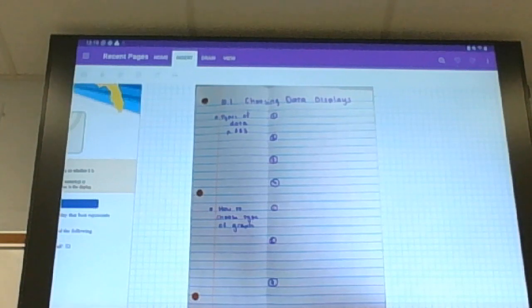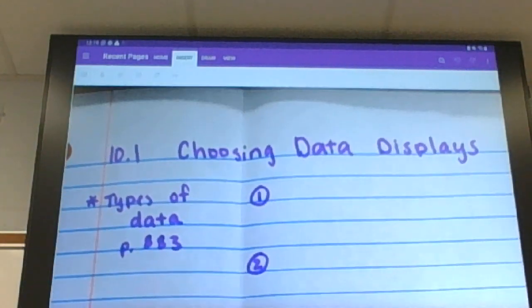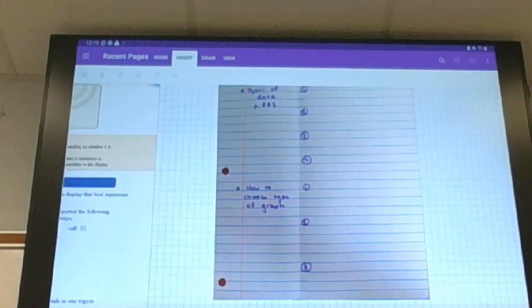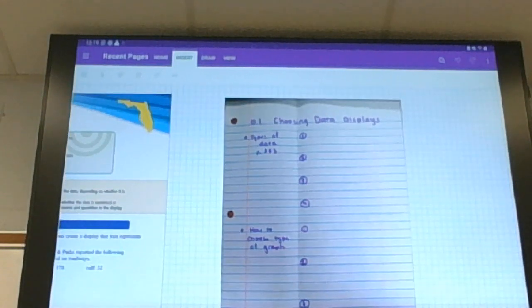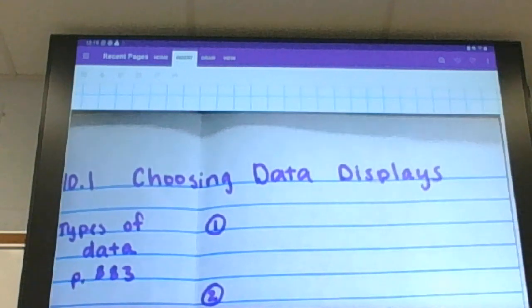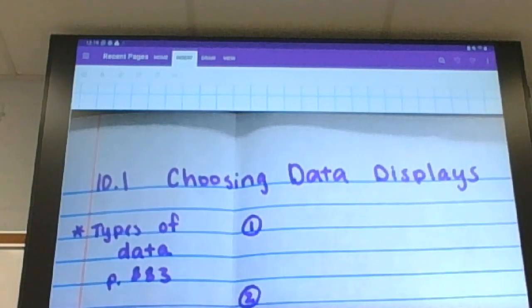It says choosing data displays. Types of data. All right, this is how much information I'm going to tell you. It could be written smaller, but I'm going to fill the whole page. Why not? A third would have been fine, but it's totally great. Are you ready to begin? At the top, go ahead and title it 10.1 Choosing Data Displays.